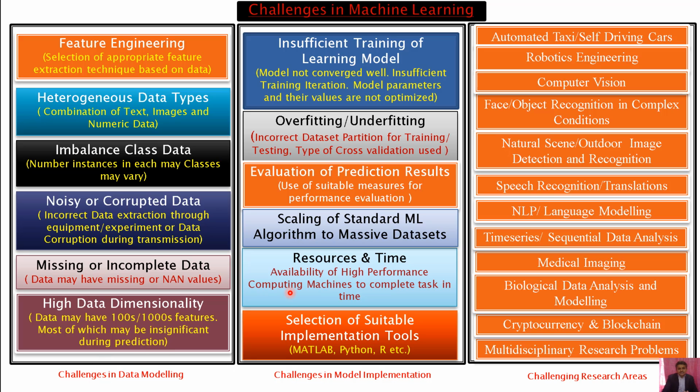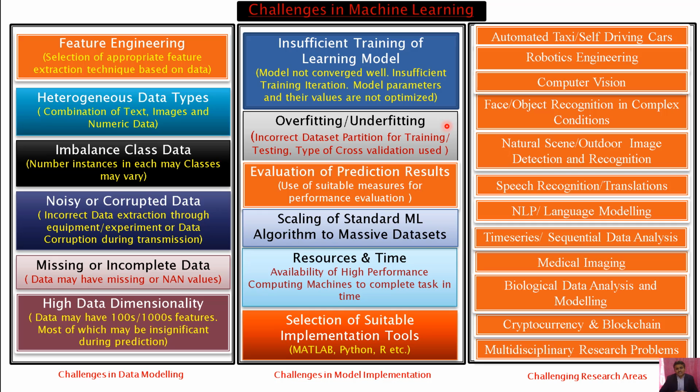In the next part, I will discuss challenges in model implementation. The first challenge that we face here is insufficient training of the learning model. While implementing a machine learning model, we may have missed some important things, like our model has not converged well, we have an insufficient number of training iterations, or model parameters and their values are not optimized. The next challenge is dealing with overfitting and underfitting.